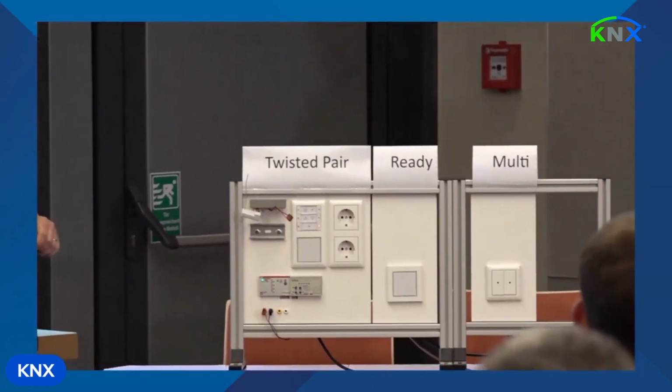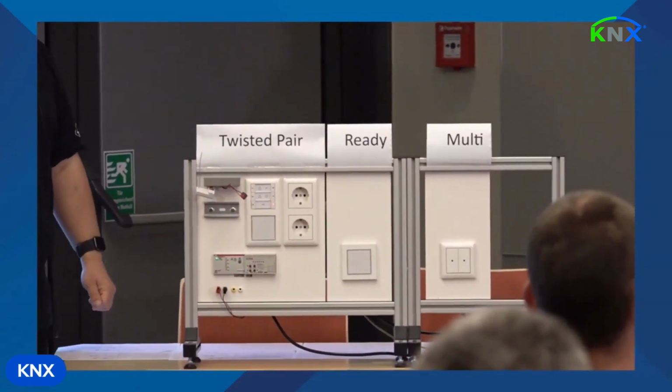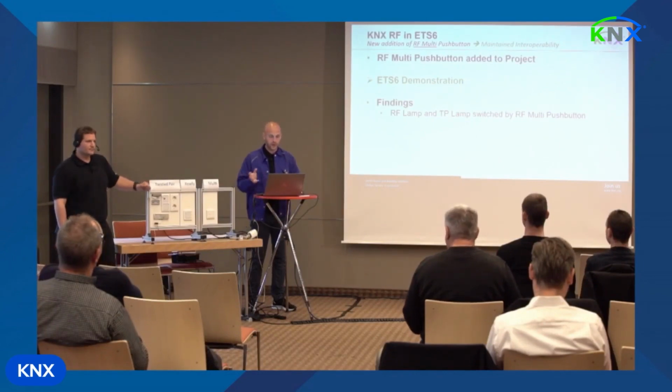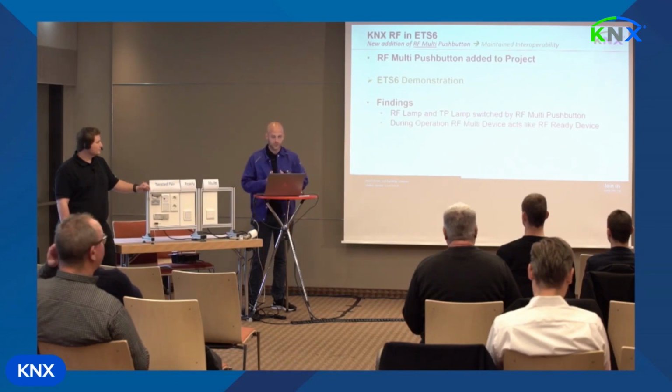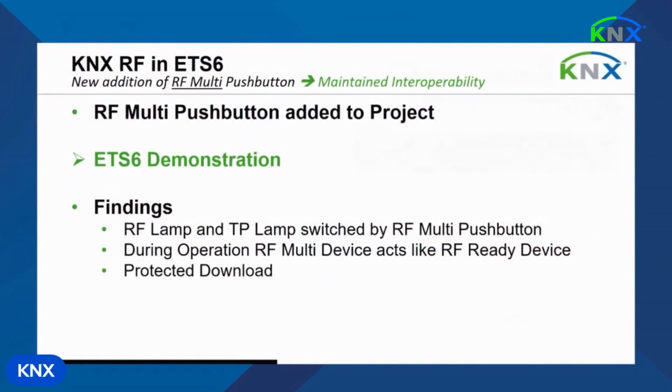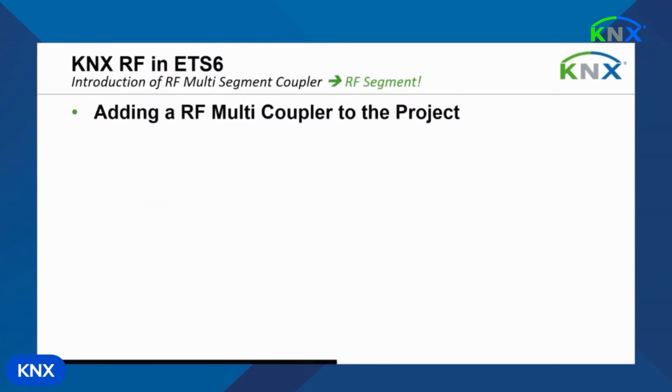So much for the summary. So we have some findings. The RF lamp that we have, the ambient light, and the twisted pair lamp, the ceiling light, can both be switched by this new RF multi push button. During that operation, the RF multi device that we added is acting simply like an RF ready device. And the download that we did has happened protected using KNX secure download. Okay, now we will add an RF multi-coupler, because I hear this will bring me additional benefits to the installation.